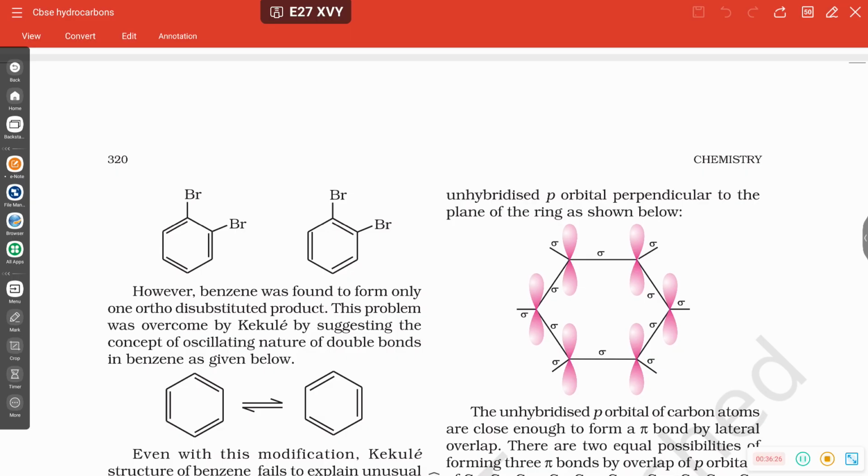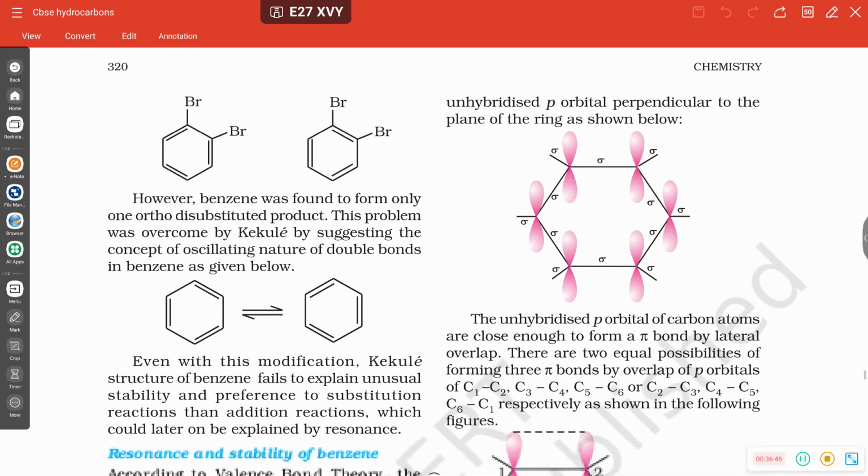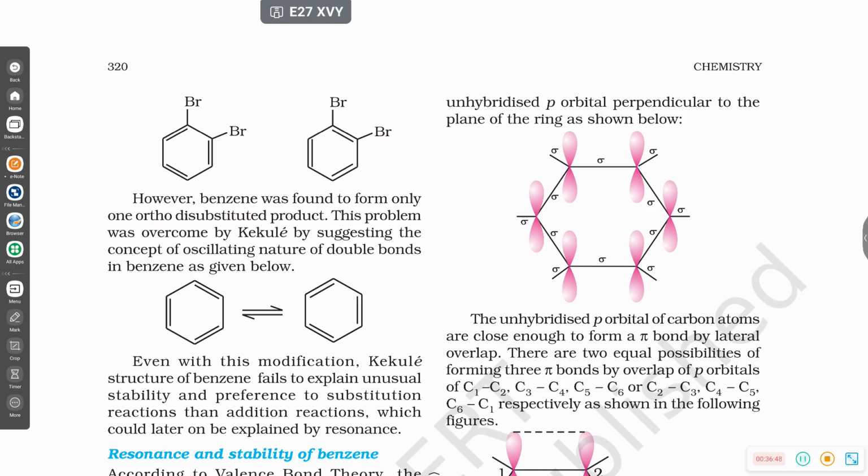Because I already said the double bond length and triple bond length, and the single bond length is 154 pm. But 154 is not coming for single bond. All carbon bonds are the same length. That is not a double bond, that is not a single bond, it is between the two. Understood? So that is resonance. Even with this modification, the Kekulé structure fails to explain the unusual stability and preference for substitution reaction over addition. A double bond is there and addition reaction should happen as well, but substitution only is happening.